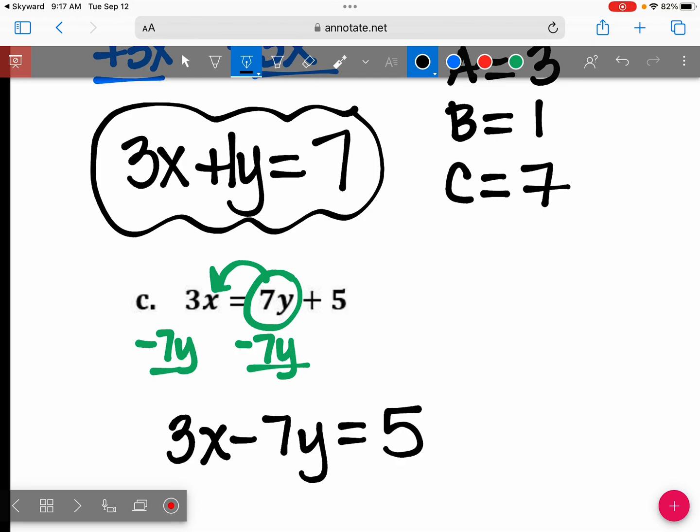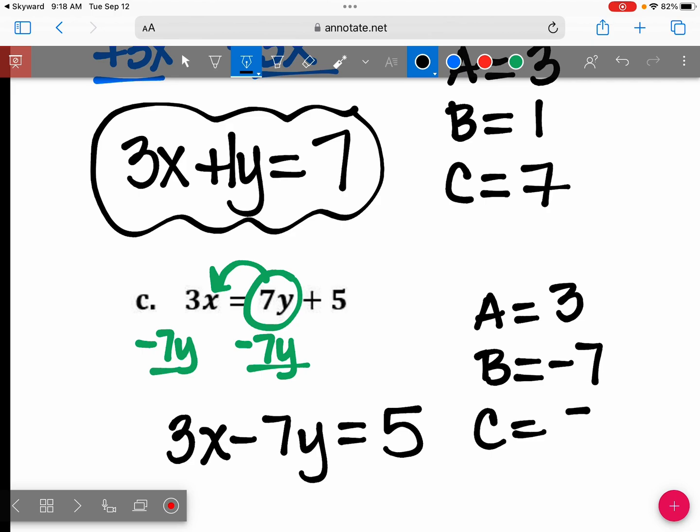So now let's ask ourselves our question. Do we have all whole numbers? Is the first number positive? Yes. So let's write A, B, C. Go ahead and write the A, B, and C in that equation. A is always the number in front of X. B is the number in front of Y. And C is the constant that it equals. So for this one, A is 3, B is negative 7, and C is 5.